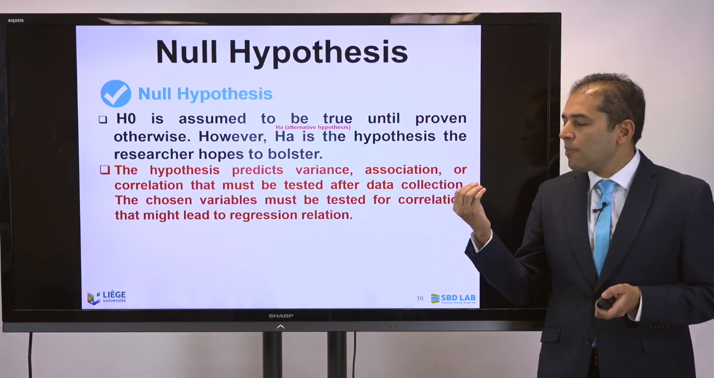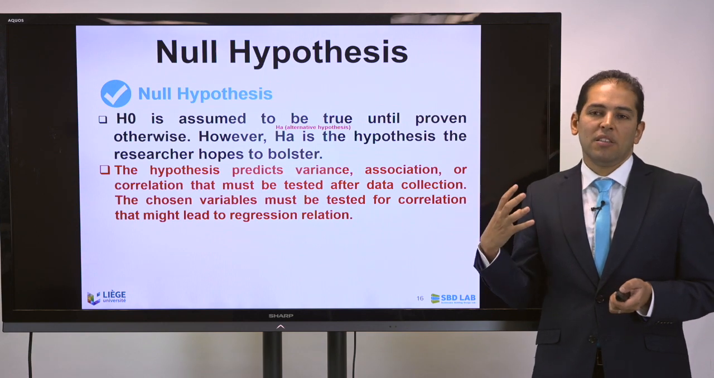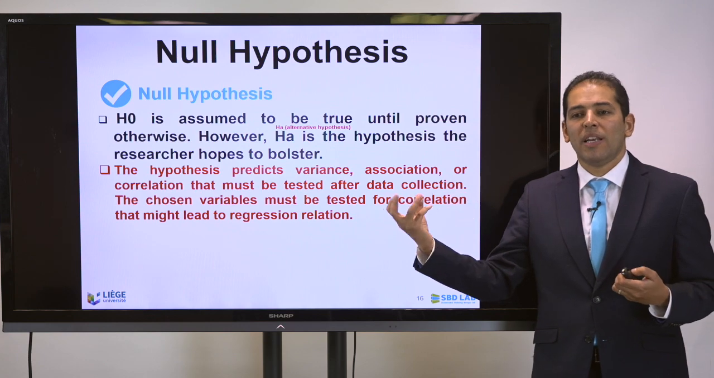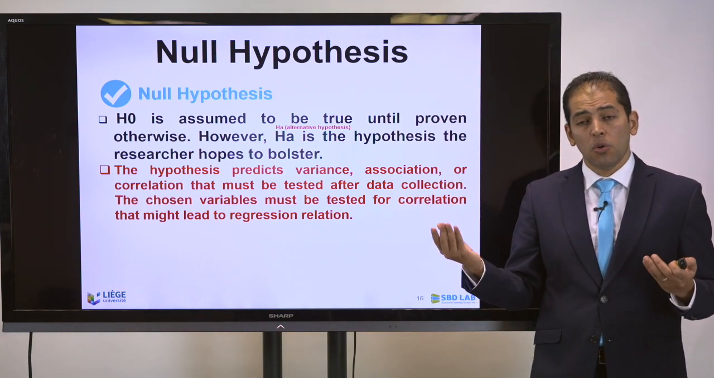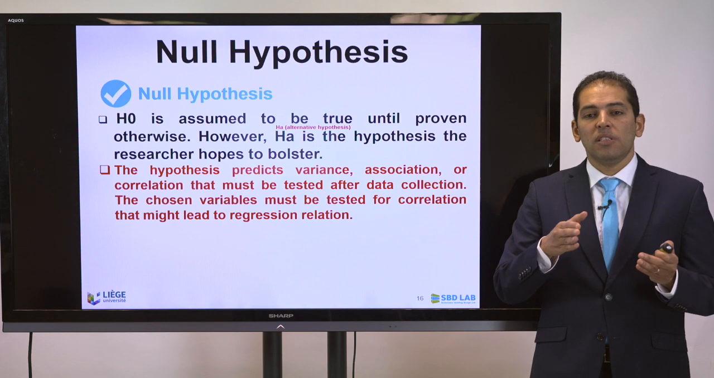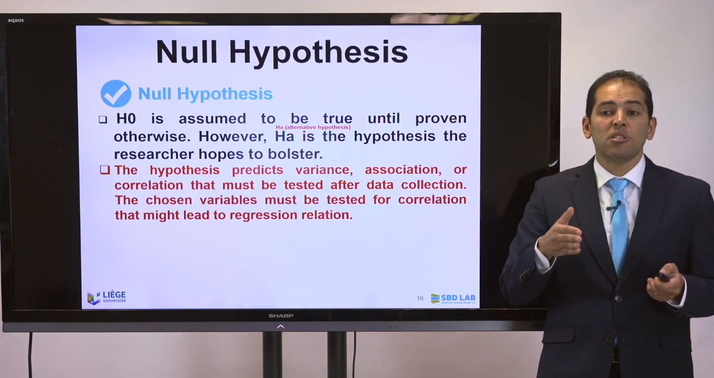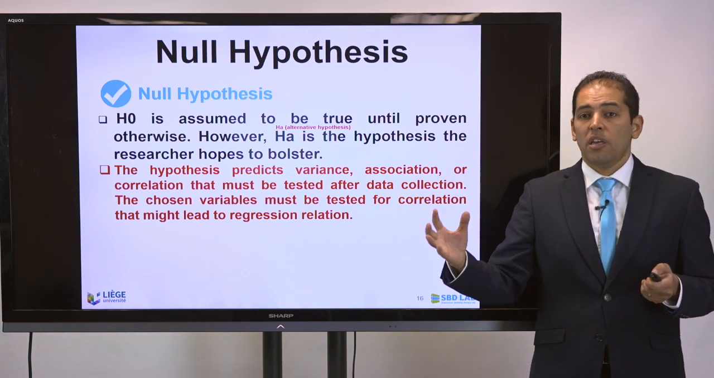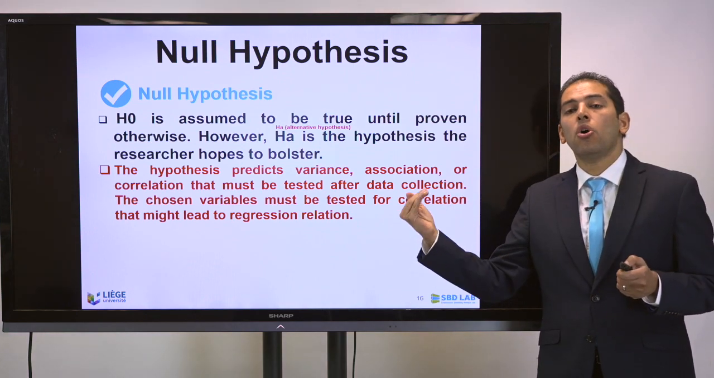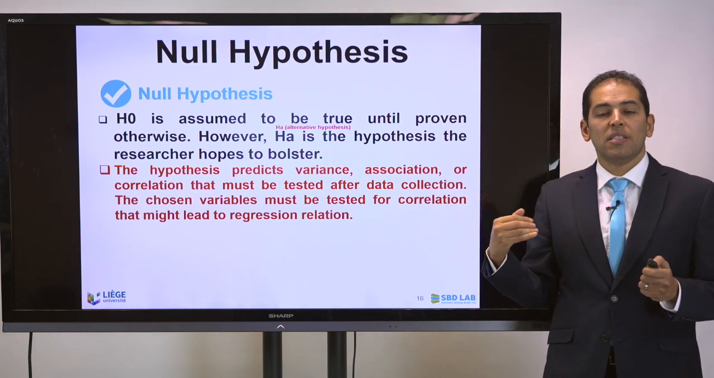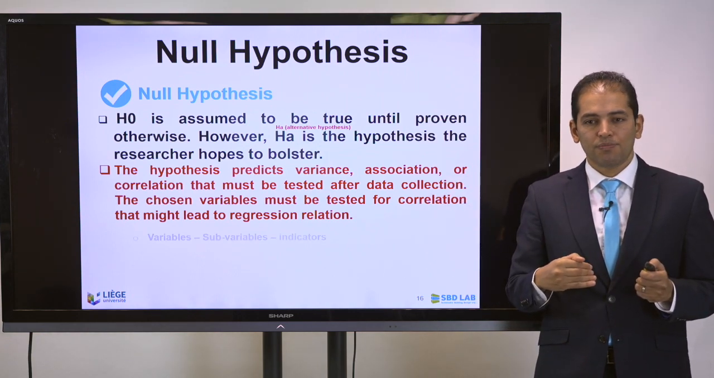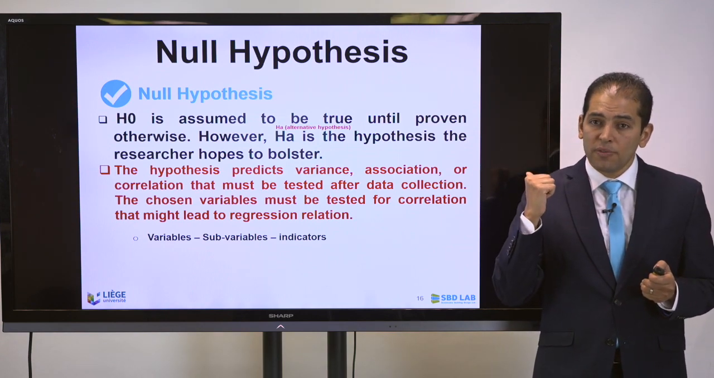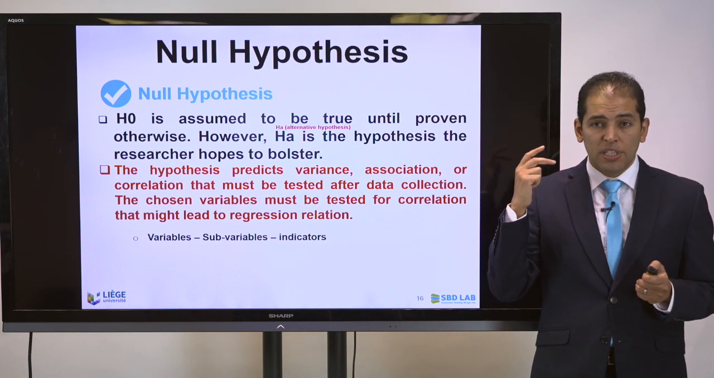So actually, the hypothesis predicts variance. The positive or alternative hypothesis predicts variance, association, or correlation that must be tested after the data collection, and the chosen variables must be tested for correlation that might lead to a regression relation. If your hypothesis is null, you cannot conduct this series of tests and you cannot follow this logic. Therefore, we need to know very well every time in our study what our variables, subvariables, and indicators are.